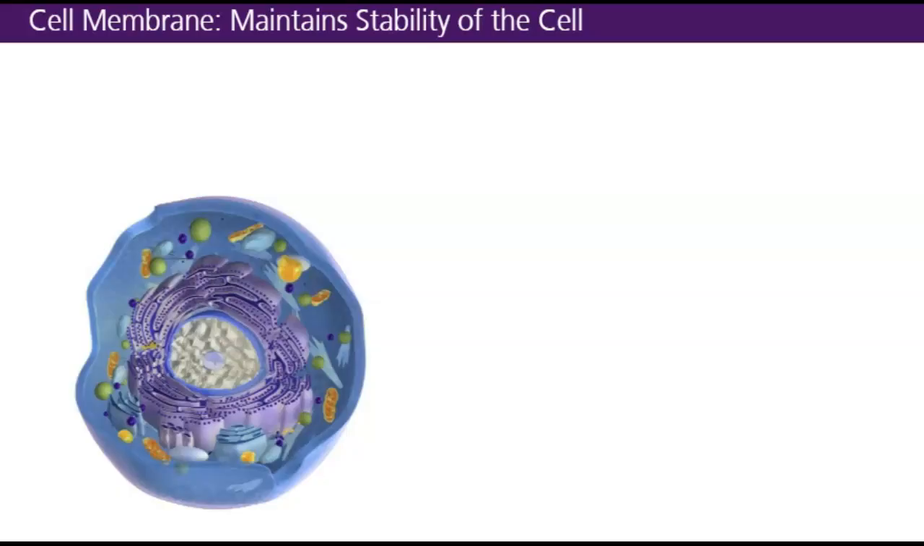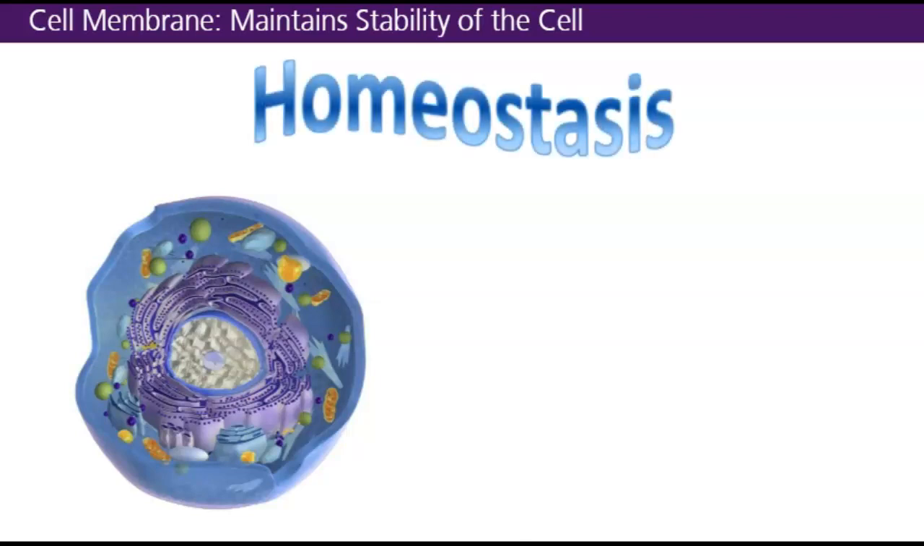Earlier we mentioned that the cell membrane helps with maintaining stability of a cell. What does this mean exactly? Maintaining stability is called homeostasis. Homeostasis is the cell's ability to maintain a stable internal environment that allows cellular processes to occur.